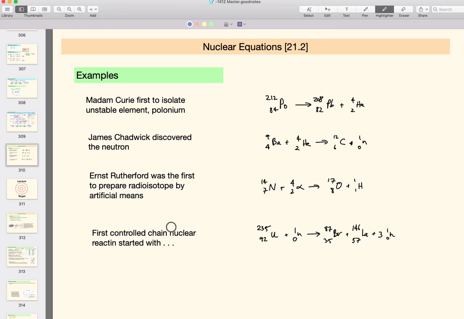Another rather famous reaction is the first controlled chain nuclear reaction. That was a reaction in which uranium-235 was bombarded with neutrons. And I think the operative word here is it was actually a controlled chain reaction. Okay. And so with that, hopefully you have a good feel now for kind of what this nuclear chemistry game is about, and you're able to contrast it with the chemical reactions that we've done for the prior year. That's it for now.